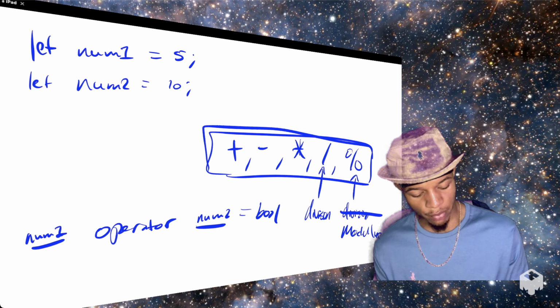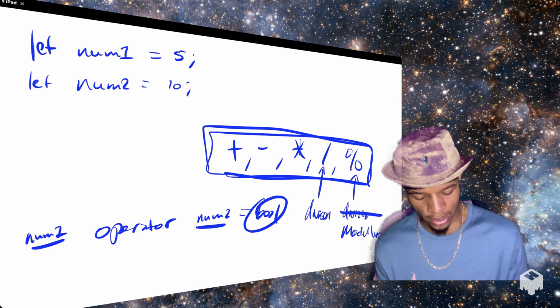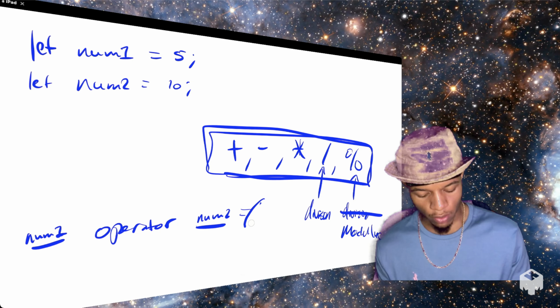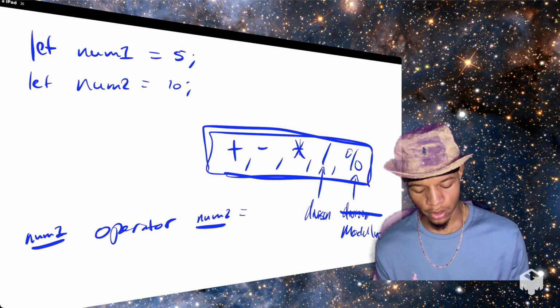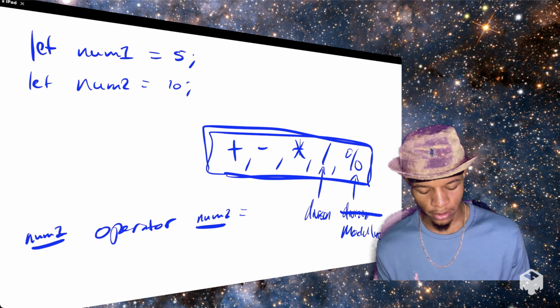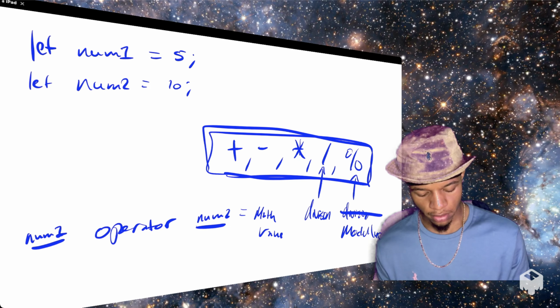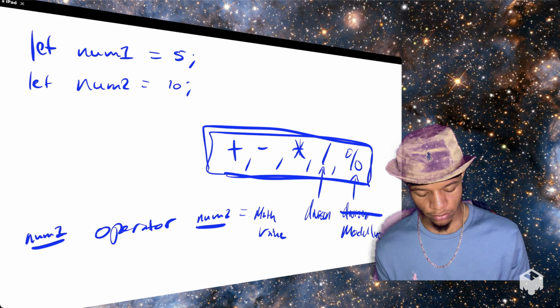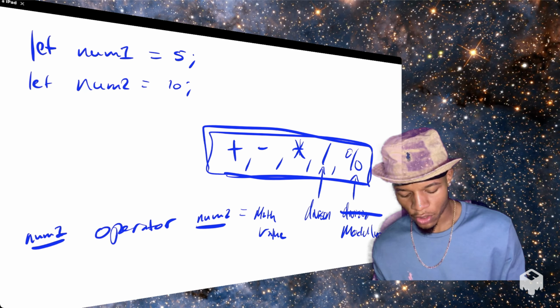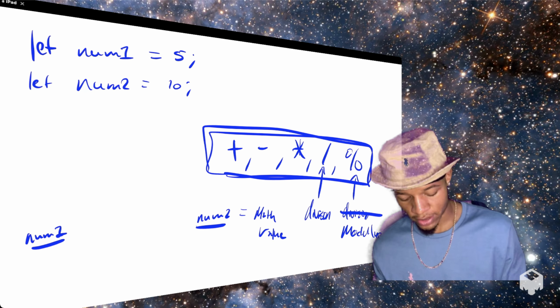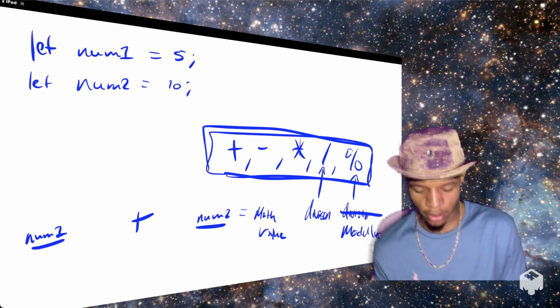So we got these operators right here. Oh, wait, my bad. I said it was gonna return bool. Well, the logical operators return bool. Mathematical operators return the math value. So we can replace this operator, let's say, with a plus. What is that gonna do? Come on, y'all know now.